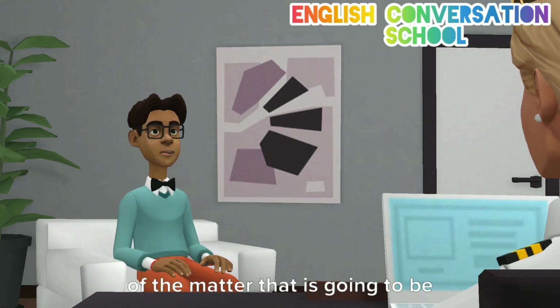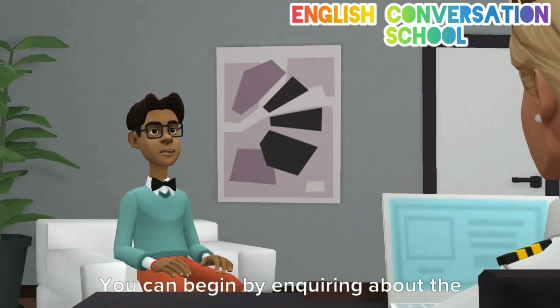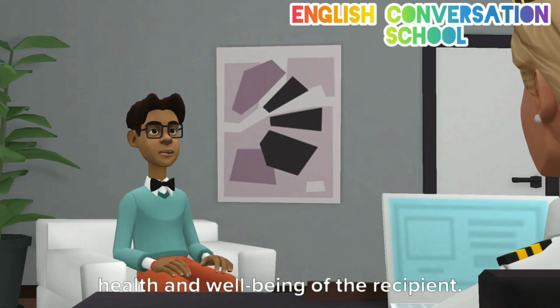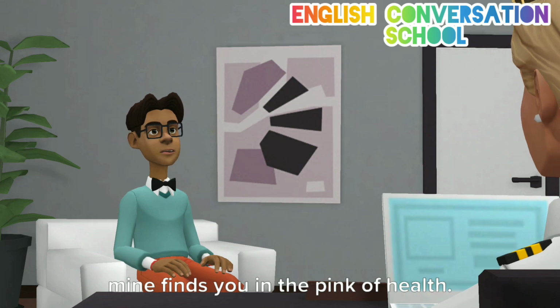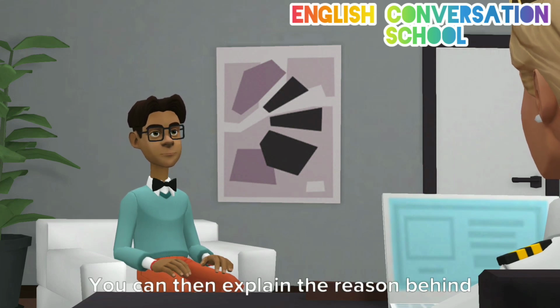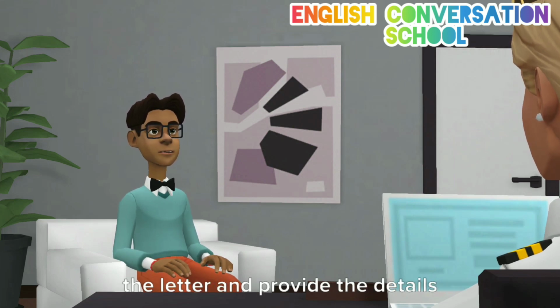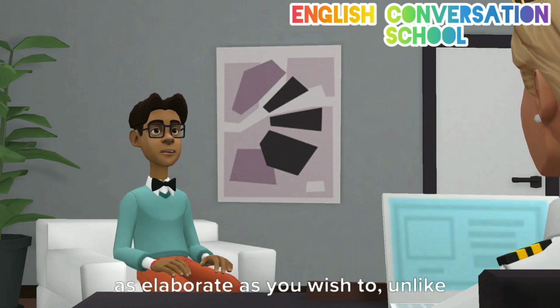Introduction and body of the letter. The words you use determine the nature of your letter. You can start your informal letter with an introduction to set the tone of the matter that is going to be discussed. You can begin by inquiring about the health and well-being of the recipient. For instance, I hope this letter of mine finds you in the pink of health.